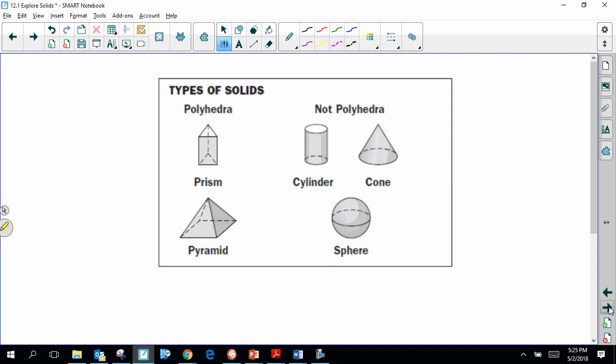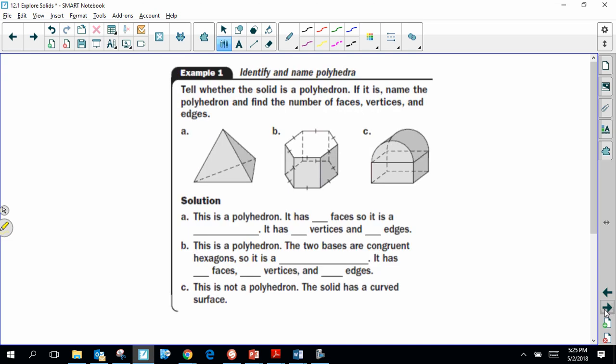Remember, a polyhedron has to be made up of nothing but polygons, and any three-dimensional object that has any kind of curved surface to it is not going to be considered a polyhedron. So here are these figures: are they polyhedra, and if so, identify how many faces, vertices, and edges they have.